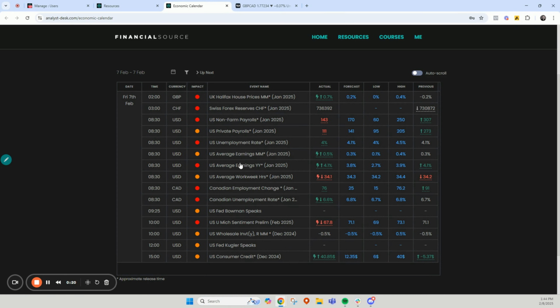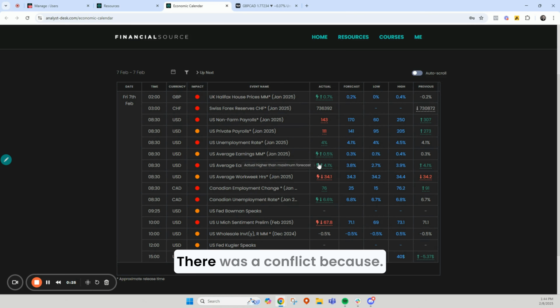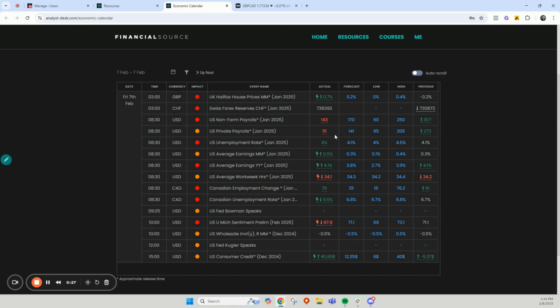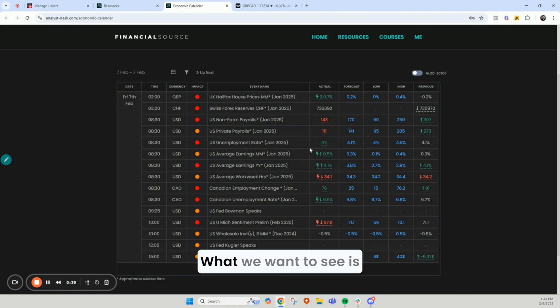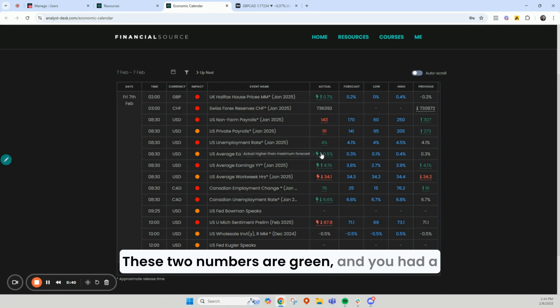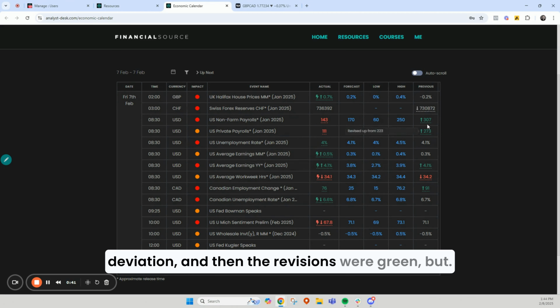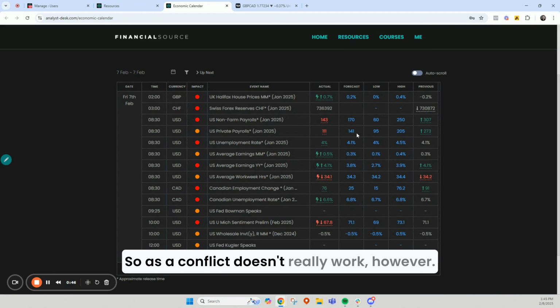average hourly earnings and the average earnings year on year and month, there was a conflict because the actual private payrolls and the non-farm payrolls were lower than expected. So whenever you see a conflict in numbers, it's a little harder to trade it. What we want to see is everything in the same direction. So these two numbers were green and you had a deviation, and then the revisions were green, but these here were red. So as a conflict, doesn't really work.